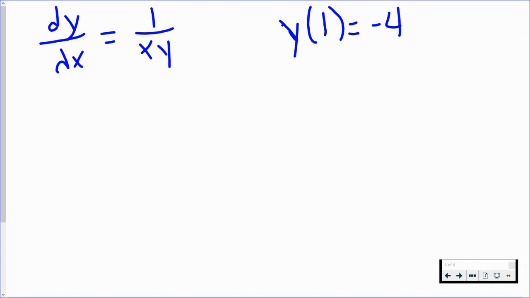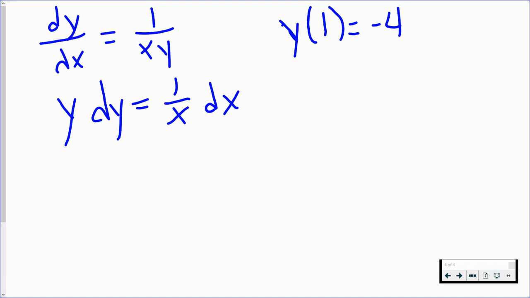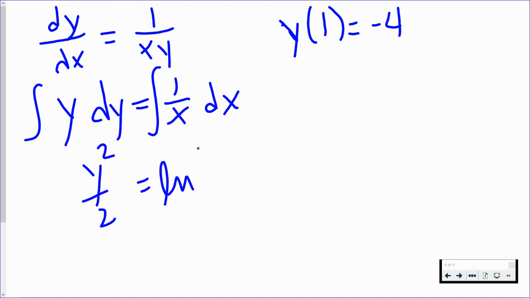All right, let's start solving just like we normally have. We want to separate and integrate. We need to multiply by y to get it on the other side with the dy, multiply by dx, so we'd have 1 over x times dx. Now we have our variables separated, so we can take these integrals on both sides. Integral of y dy, y squared over 2. Integral of 1 over x dx is natural log of absolute value of x plus c.